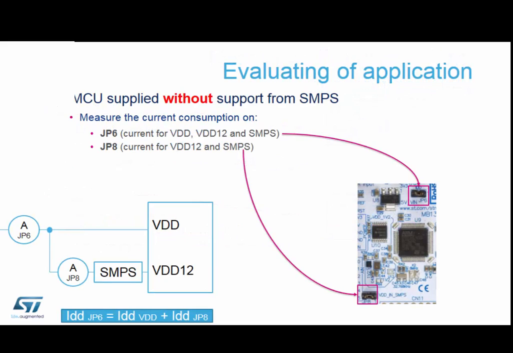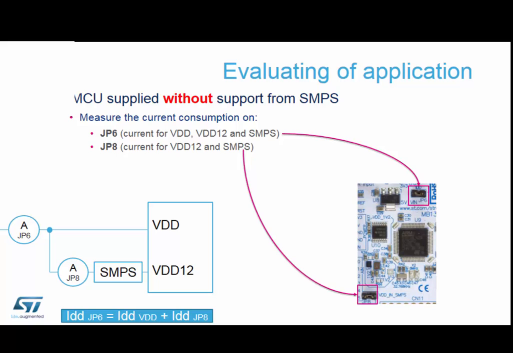I would like you to use the multimeters, which are on the tables, and you have two jumpers, JP6 and JP8. JP6 is used to measure the total current consumption of the micro. You see on the left side, it measures the current consumption for VDD, VDD12, and SMPS as well. So the external DC-DC and the switch is taken into account as well. So I advise you to use JP6 because JP8 is related only to the SMPS. So we use JP6, we remove the jumper, we put instead the connector, and we measure the current consumption.